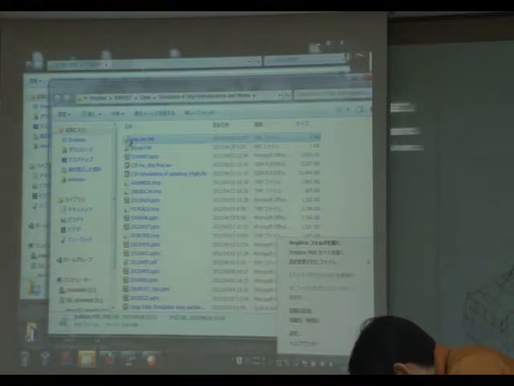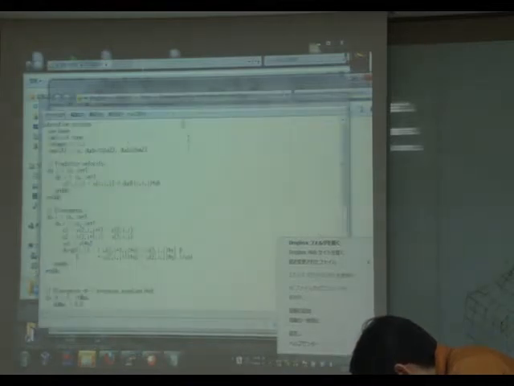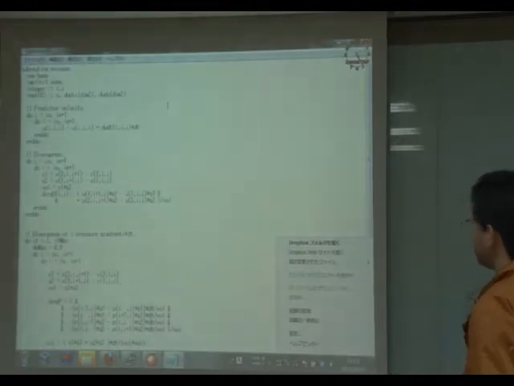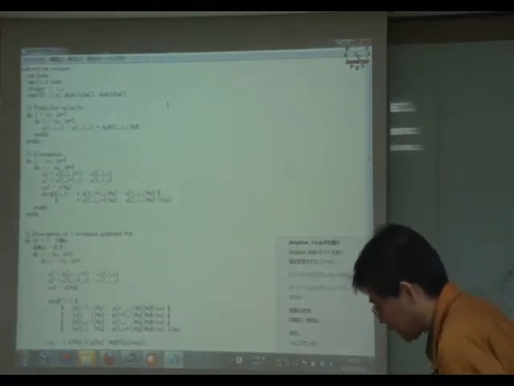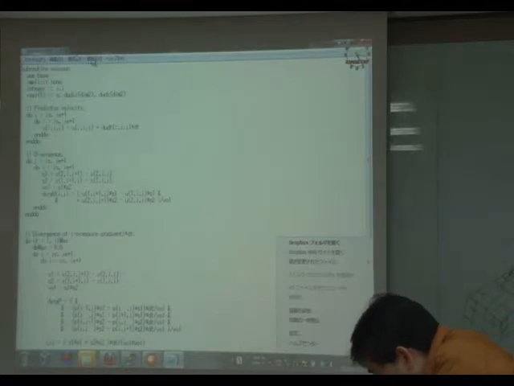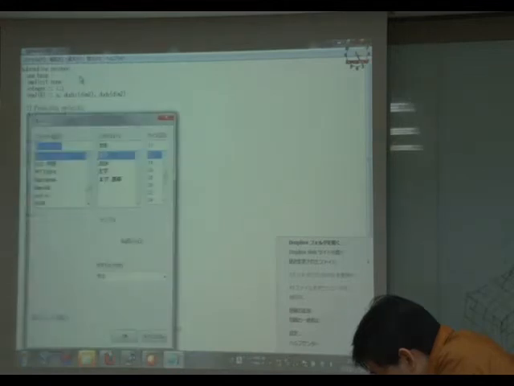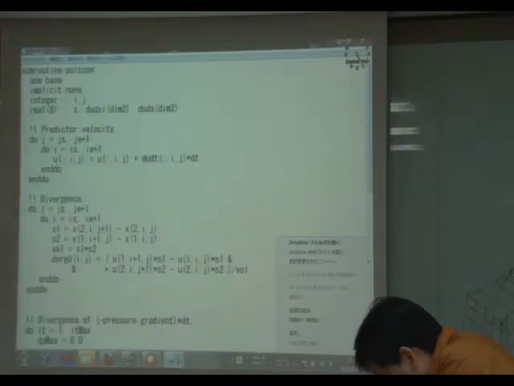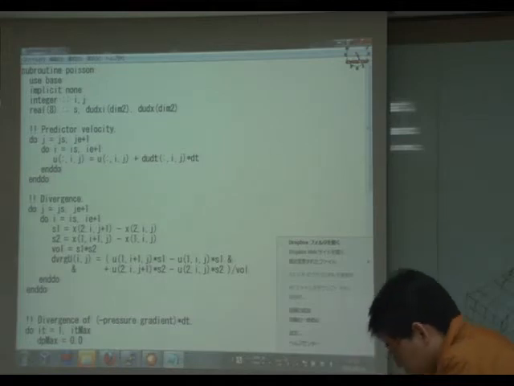Okay, then I will give you other information for the lead driving cavity flow. Most of you have finished the treatment of convection and diffusion. So the remaining task is to provide the pressure solution. This is a sample of pressure solution.